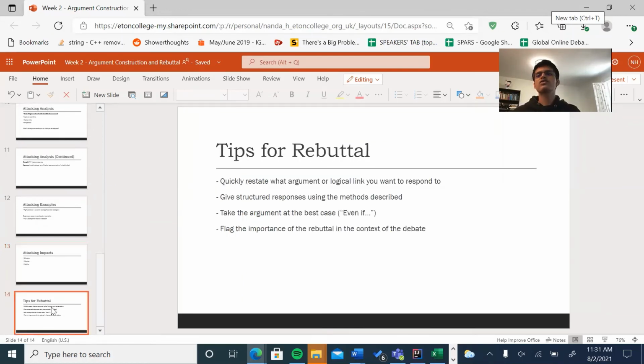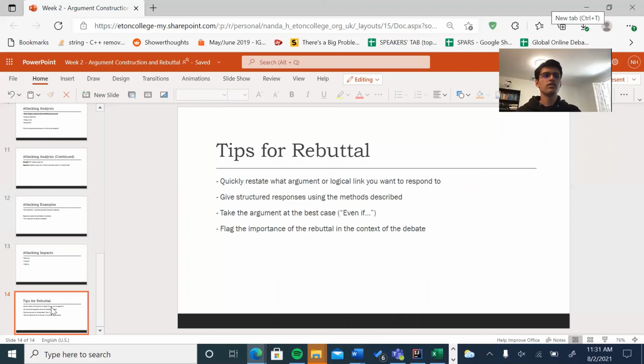The final thing is just general tips for how you should do rebuttal. What you should do is quickly restate the argument or the logical link that you want to respond to. So you should say, opposition said this, they made this claim, or they assumed this assertion, and this is untrue for reason X and Y. So quickly restating the argument will help the judge understand what exactly it is that you're responding to. And then when you give structured reasons using the method I described, then you're going to disprove that argument or demonstrate why it's not relevant to the debate.